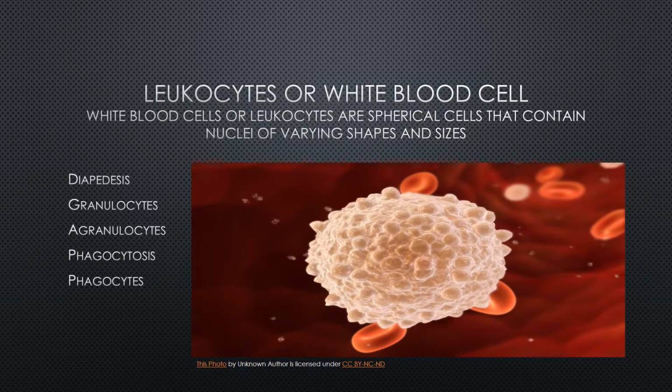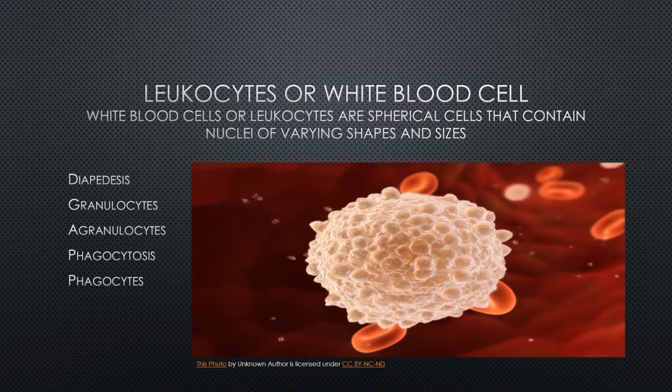We have some spherical cells that have all types of sizes of nuclei, called white blood cells or leukocytes, whose primary function is fighting off infection in our body tissues. Sometimes these white blood cells can even go through our capillaries to help with infection through a process called diapedesis.